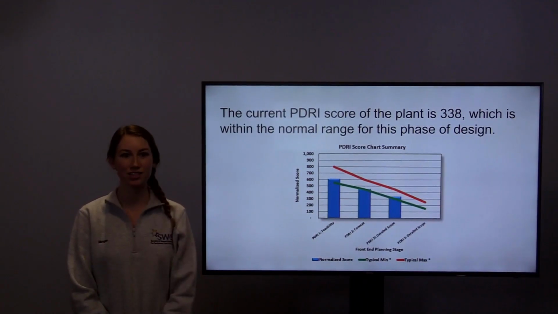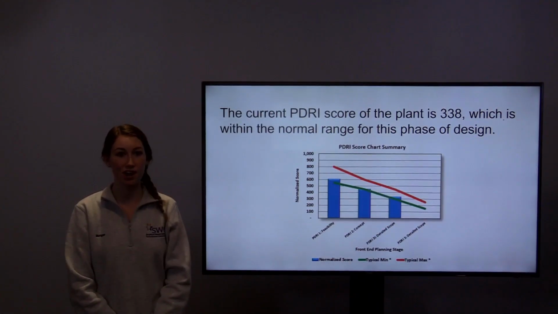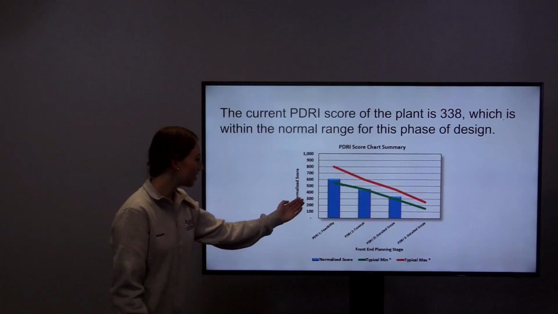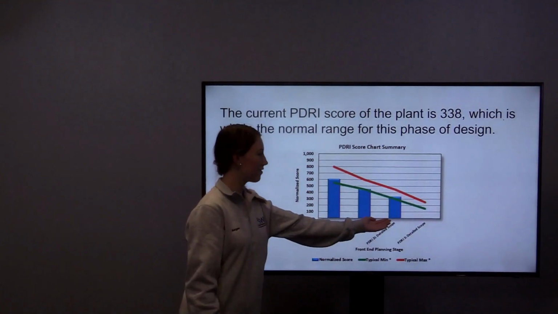The current project definition rating index, or PDRI, score of the plant is 338. This is a normal score for a project at this phase of design. The PDRI score would be further lowered as the plant becomes more defined with piping charts and more definition within the process. At this phase, the team has already decreased the PDRI score from approximately 600 in the first phase of the project to approximately 450 in the second phase to what it is now at just over 300.